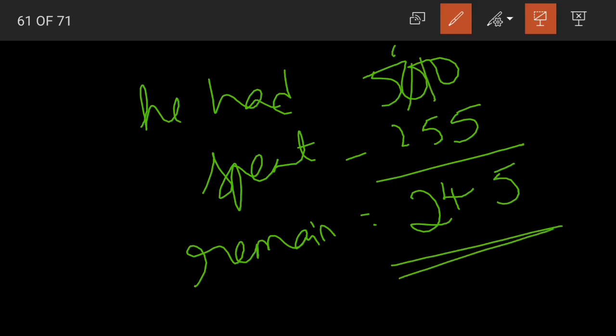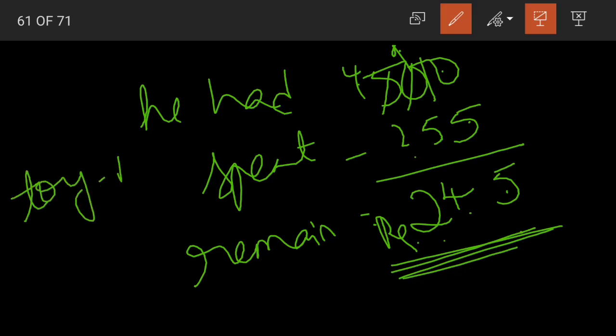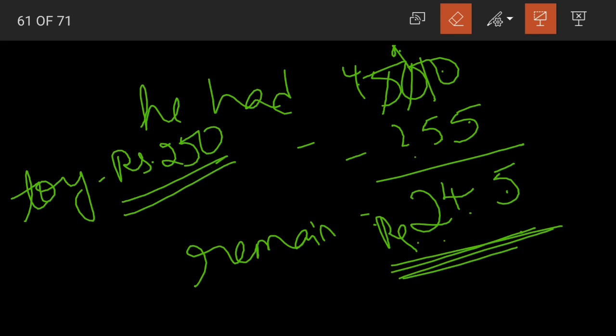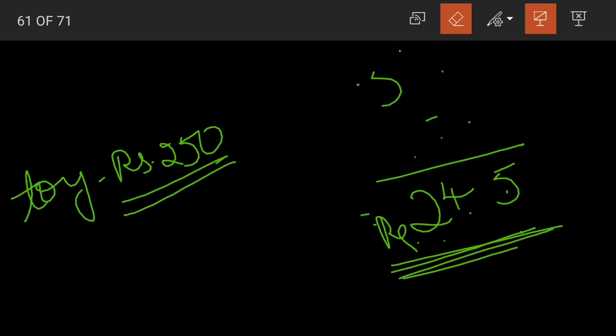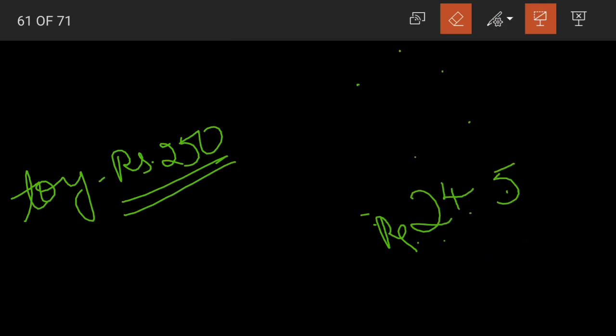See, 10, 9, 4. 10 minus 5, 5. 9 minus 5, 4. 4 minus 2, 2. What is remaining? 245 rupees is remaining. But he went to a toy shop and wanted to buy a toy of 250 rupees. What did he do? He wanted to buy a toy worth 250 rupees. But what is he left with? He is left with only 245 rupees.